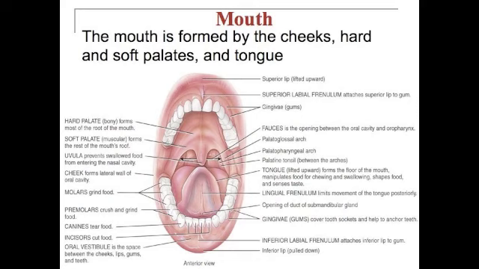So the mouth is formed by the lips, cheeks, hard and soft palates of the oral cavity, teeth, salivary glands, and the tongue. And in this slide, we're looking at figure 24.6 on page 949. And this just shows the structures of the mouth.